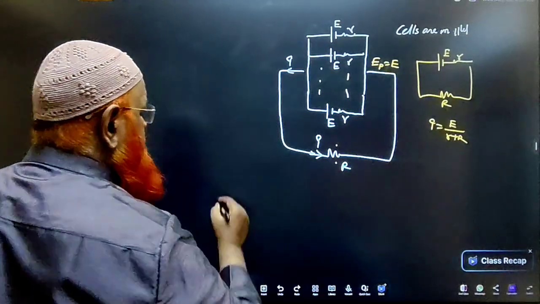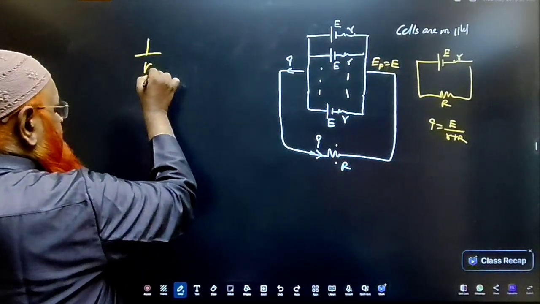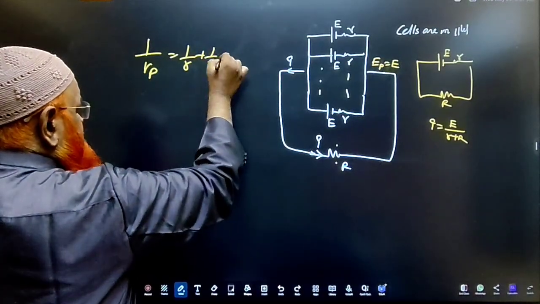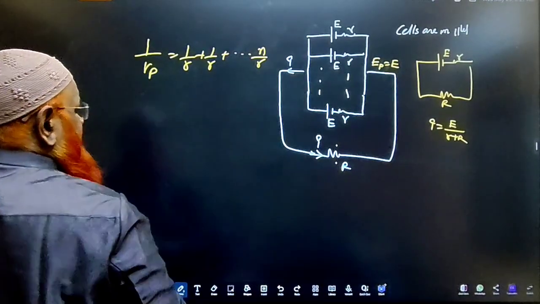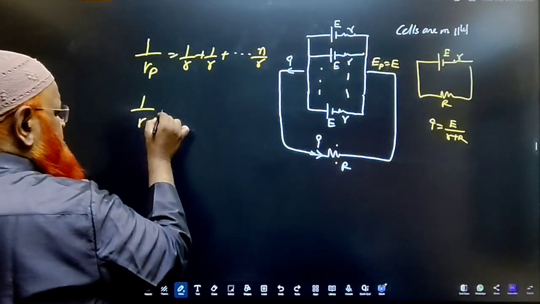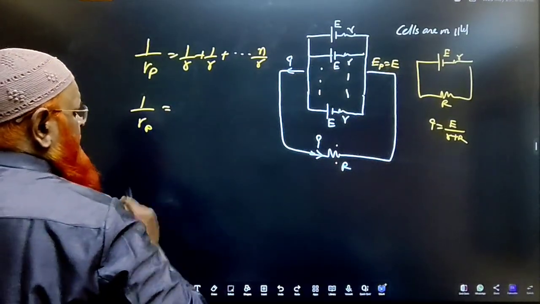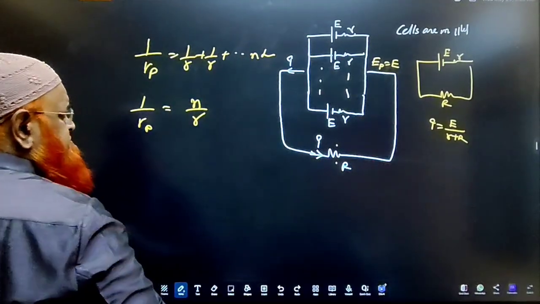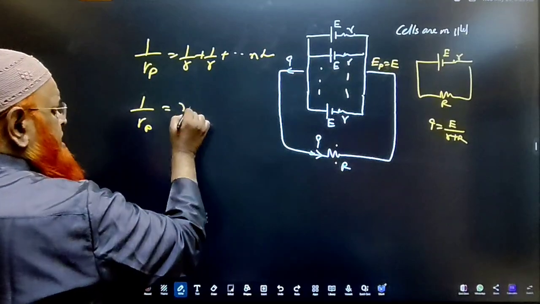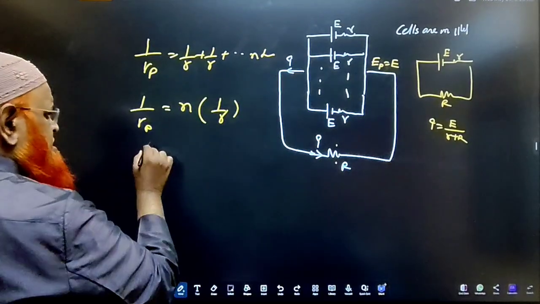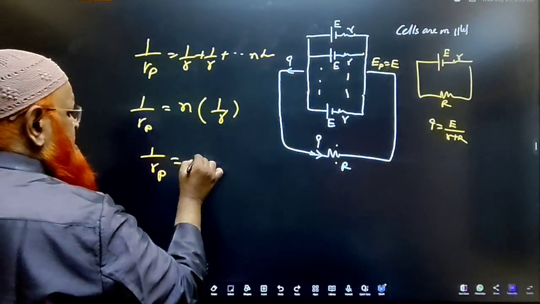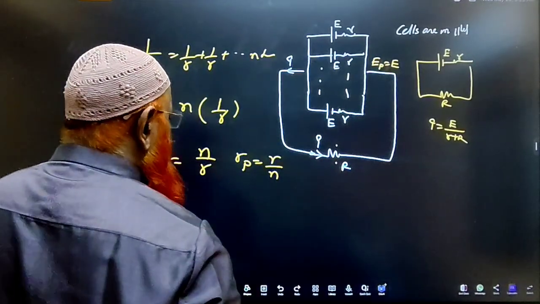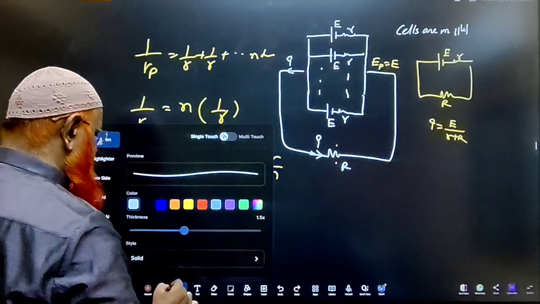Then what is going to happen to R parallel? So 1 by R parallel is nothing but 1 by R, and all the resistors are the same. So 1 by R plus 1 by R and so on is going to be N by R. So R parallel is going to be how much? It's going to be N times 1 by R. So 1 by R parallel is N by R, so R parallel is R by N. You just apply the simple circuit formula here also.